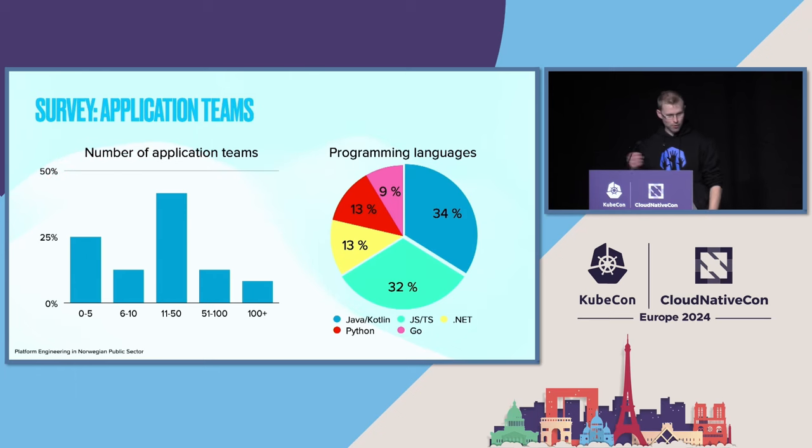And then on the programming language side, not surprisingly, Java and Kotlin are doing very strongly in Norway, then JavaScript and TypeScript, then .NET being a smaller share, then Python, and then Go being the last one. And I imagine those were the platform engineers that answered, yeah, I write Go and I deploy my application to the platform.